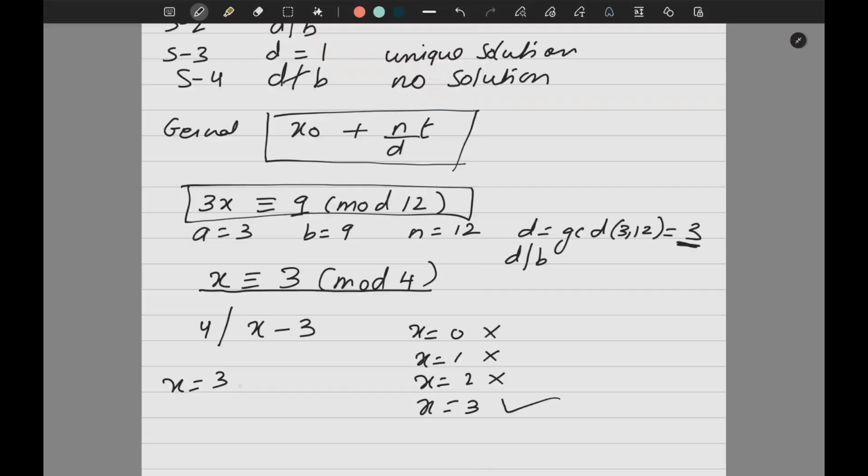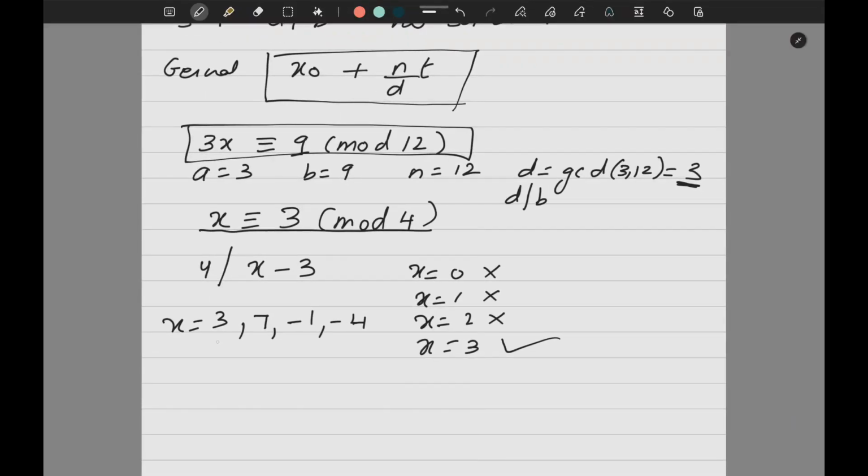Correct? In the same way, if you keep on checking, you will get 7, you will get minus 1, you will get minus 4. These all are solutions. Now observe one thing. I am saying 3 and 7 are solutions. Let me check whether I can write like this: 7 minus 3 is what? 4, and 4 divides 4. So these are called congruent solutions, right?